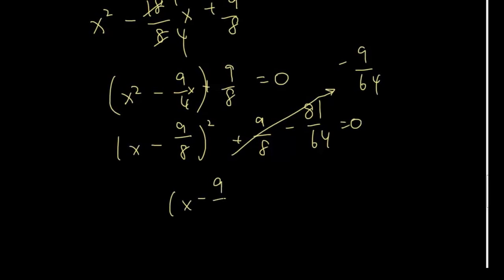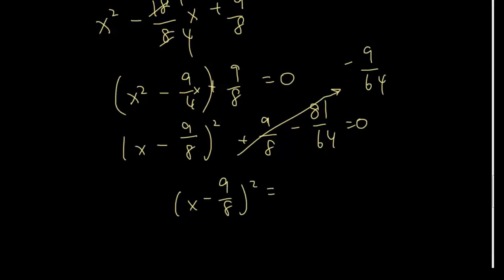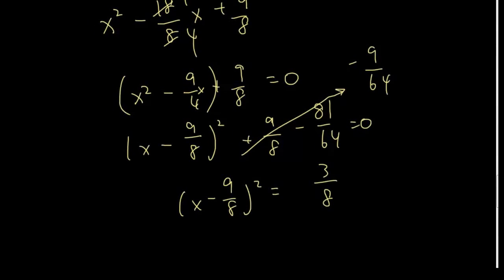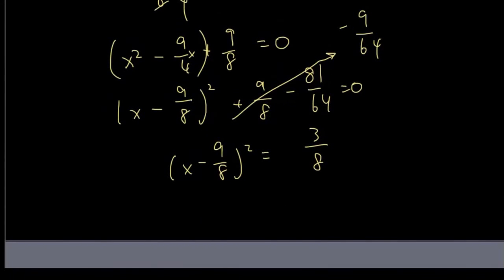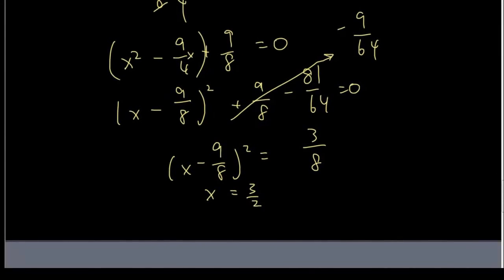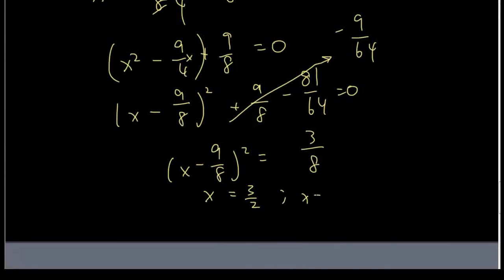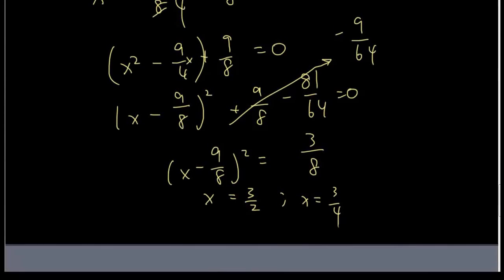So we took that to the other side and then square root that. That will be like that, 3 over 8. Oh, running out of space. So therefore x equals 3 over 2, or x equals 3 over 4.